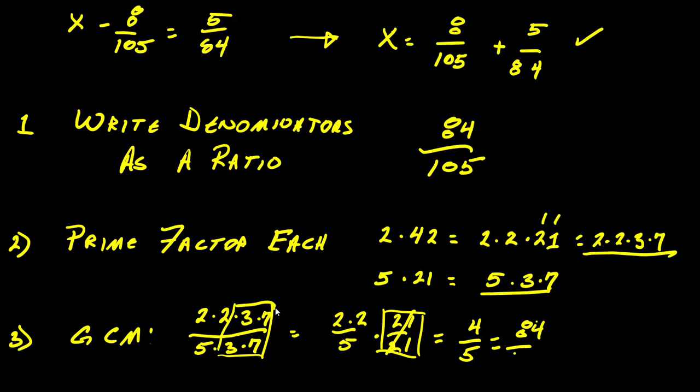84 over 105. Please notice that 84 is the smallest number in this ratio. You would expect that the smallest number in the numerator in the reduced fraction would also be the smallest number, and you do see that. 4 is smaller than 5. 84 is smaller than 105.